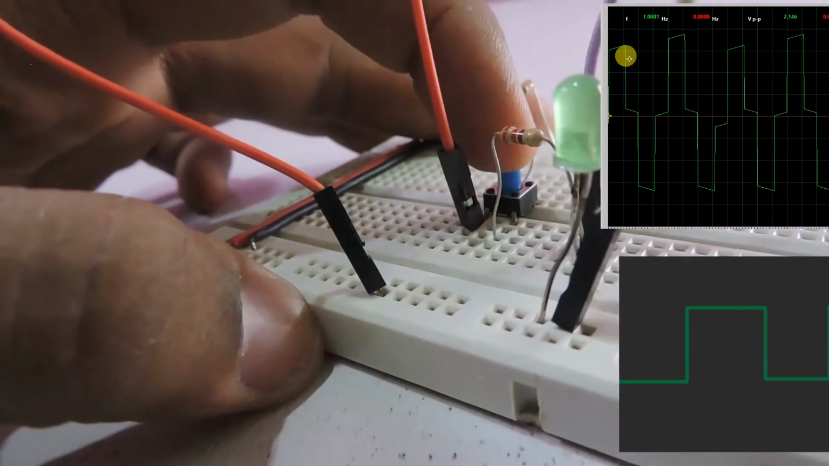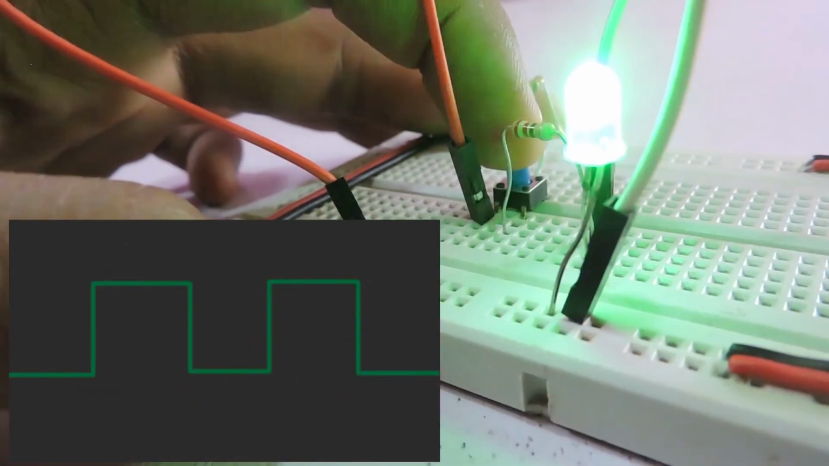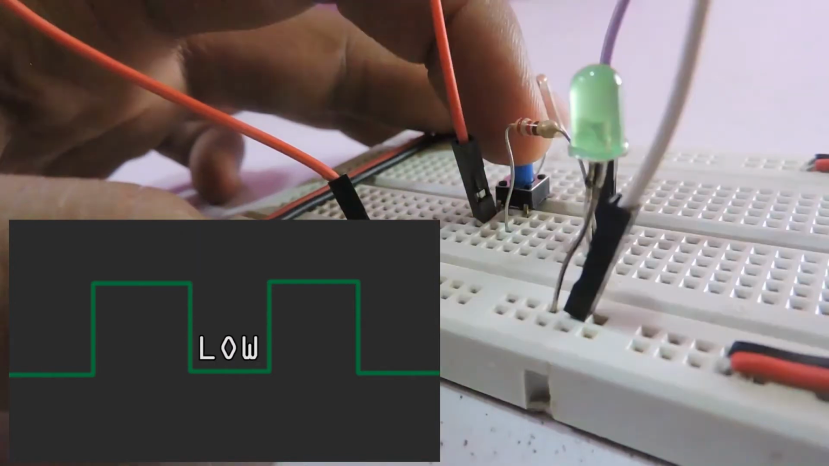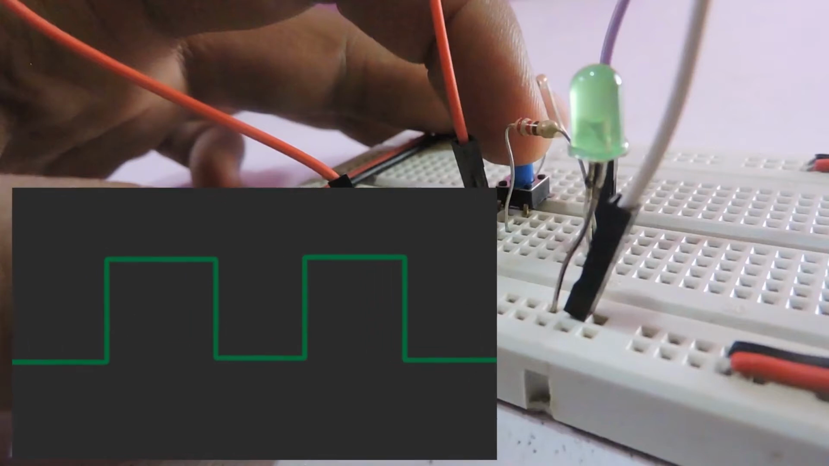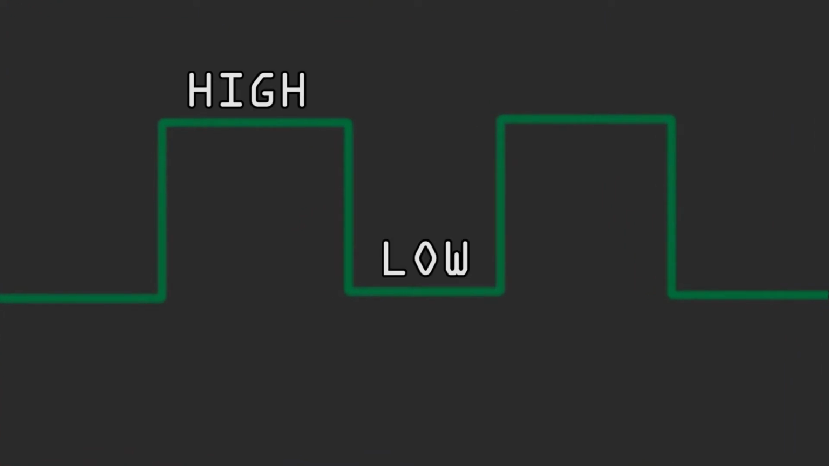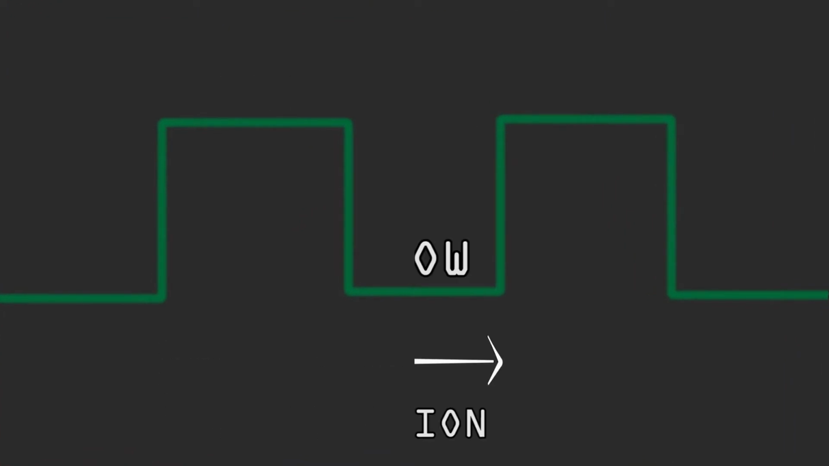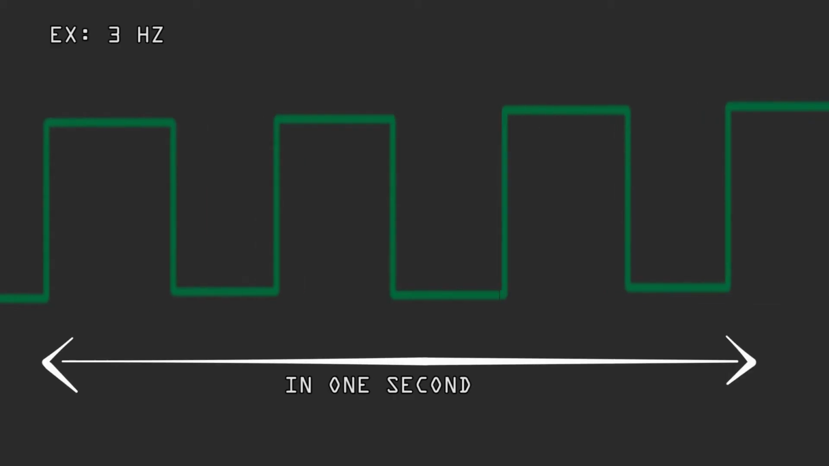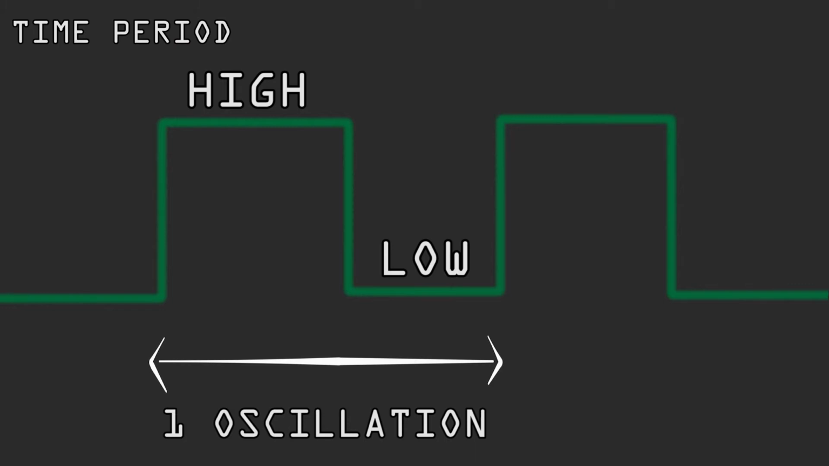Now we can compare this with the definition of clock. When the LED glows, it's a high state, and you can also see the voltage rises from 0 to some volts. And when the LED is turned off, it's a low state. You can see the voltage drop from some volts to 0. One combination of a high state and a low state is called one oscillation. The number of oscillations made in 1 second is called frequency, and the time taken to make one oscillation is called time period.